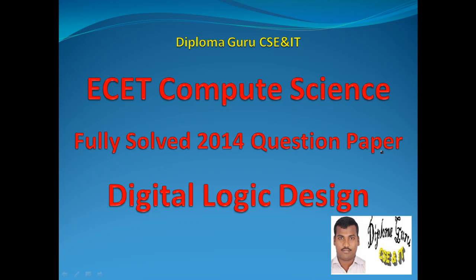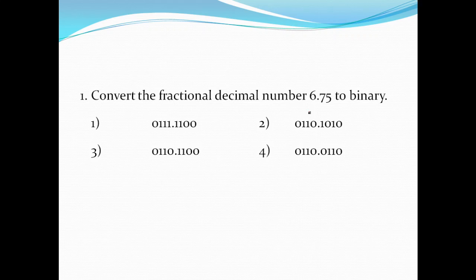In this video, we are going to discuss the ESET 2014 questions from the Digital Logic Design subject. Okay, so the first one is to convert the given fractional decimal number into binary. The given number is 6.75. This number contains a fractional part and an integer non-fractional part, right?